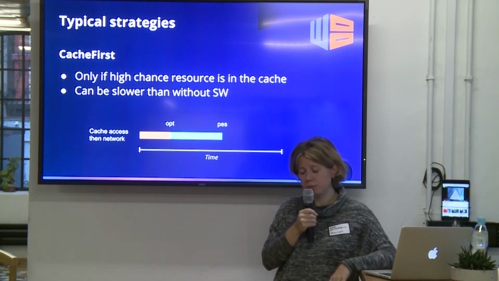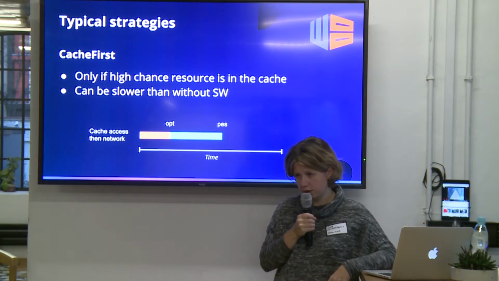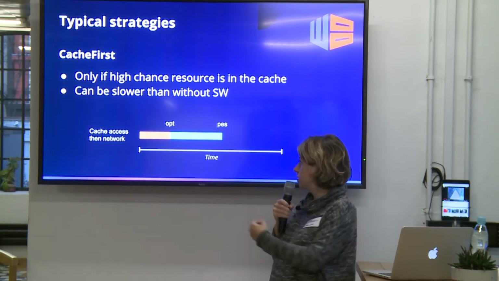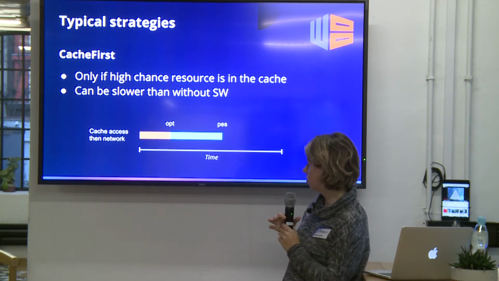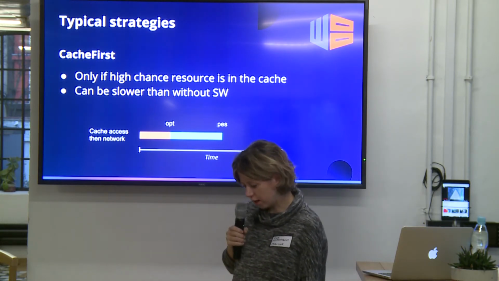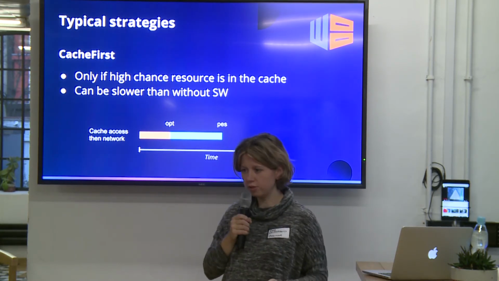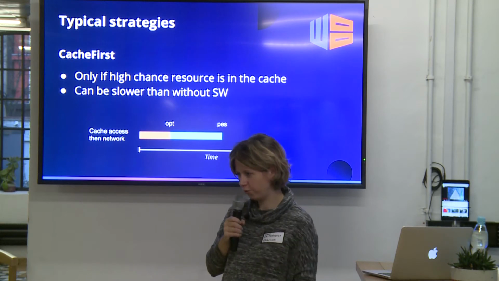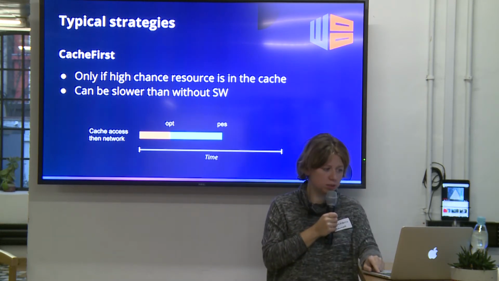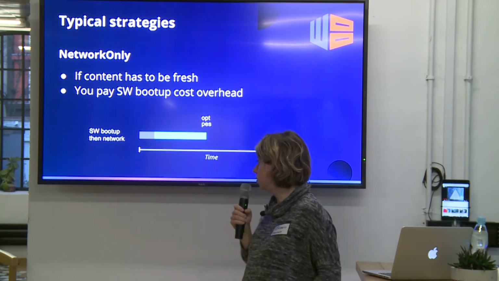Now, cache first is similar in a way that you first check in the cache. If it's there, you serve from cache, and that's this optimistic scenario denoted as opt on the graph. And only if it's not there, you need to go to network, which is the pessimistic scenario, because then you need to first wait for cache and then do the network request. Now, network only is kind of interesting.